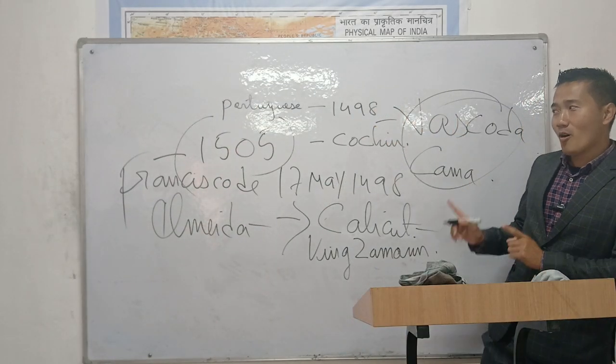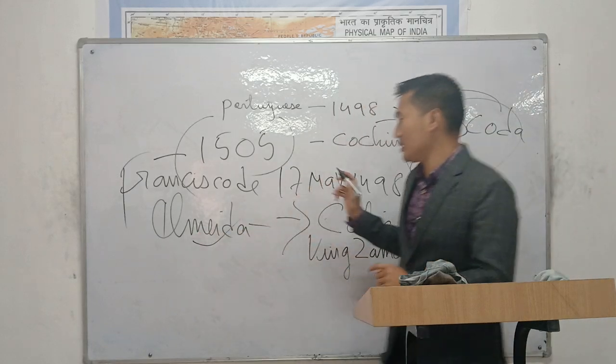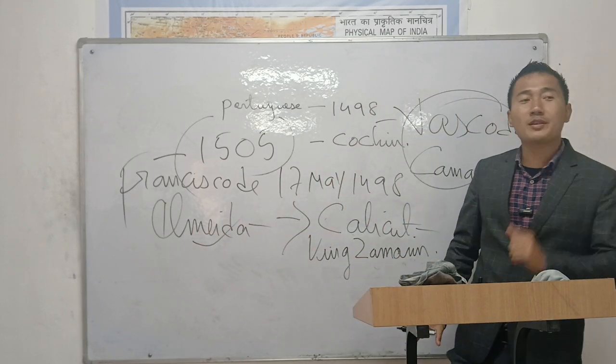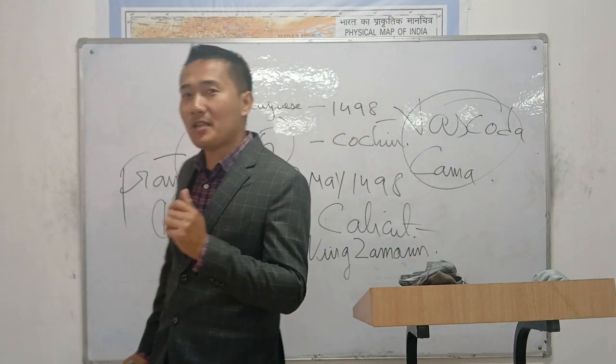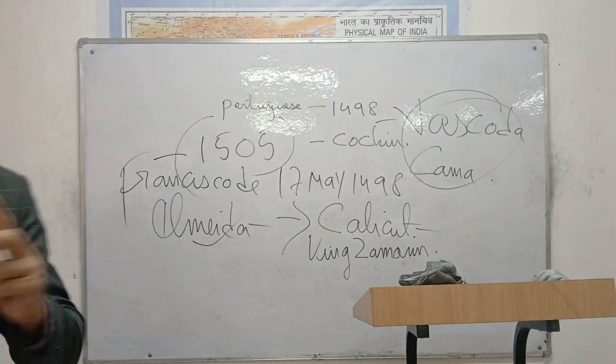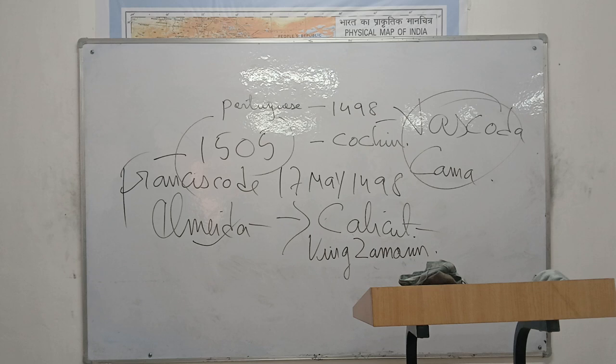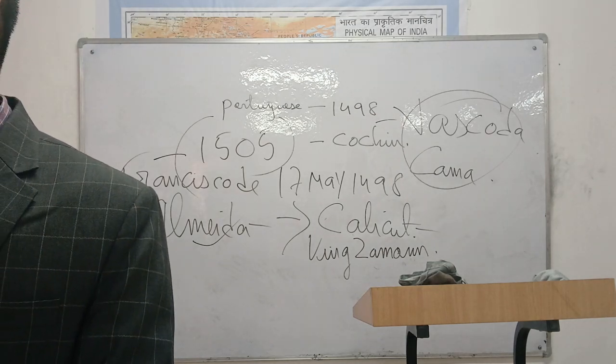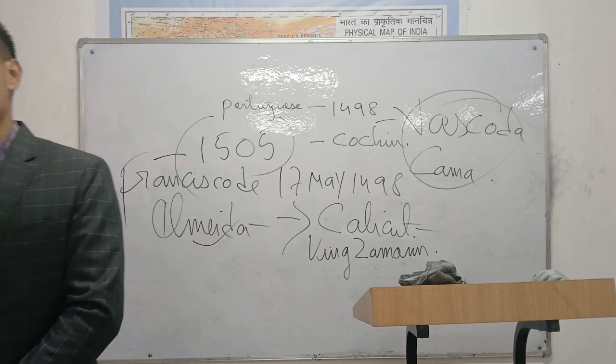1505 is too important. On this day, Francisco de Almeida was appointed the first Portuguese governor to rule over some part of India, especially South India. And they officially declared Cochin to be the first capital city of the Portuguese in India. So this is important.